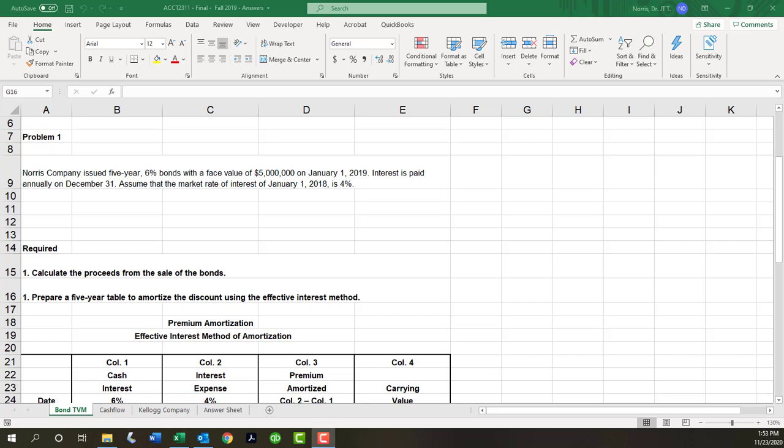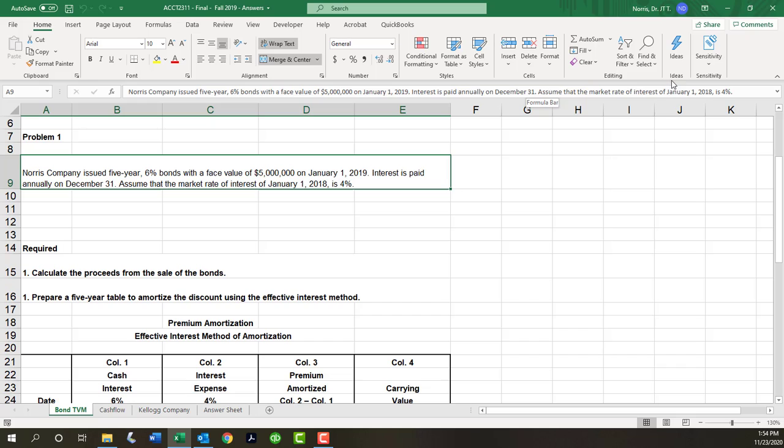The first one is on bond, and so the problem gives that the Norris Company issued a 5-year bond with a face value of $5 million, paying a face interest rate of 6%. The interest is paid annually, and the market rate of the interest on January, the same date, is 4%. And so that should be the same date. So I realize the question has the wrong date there. This is 2019.